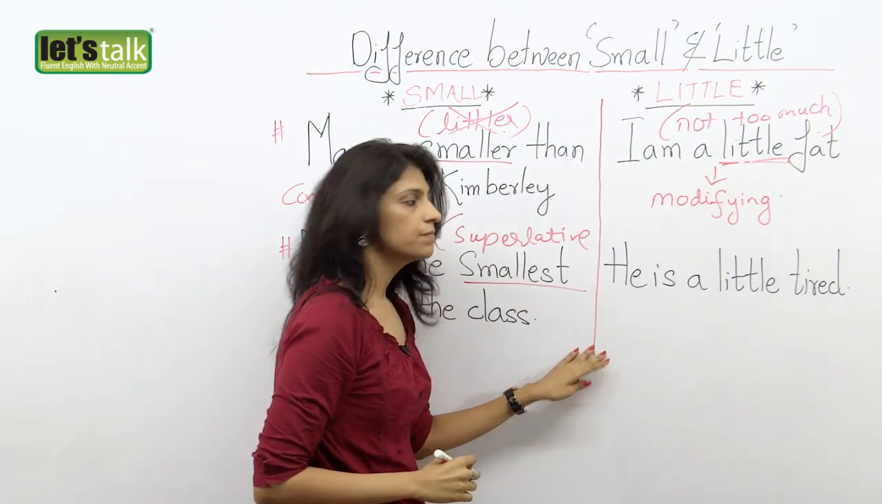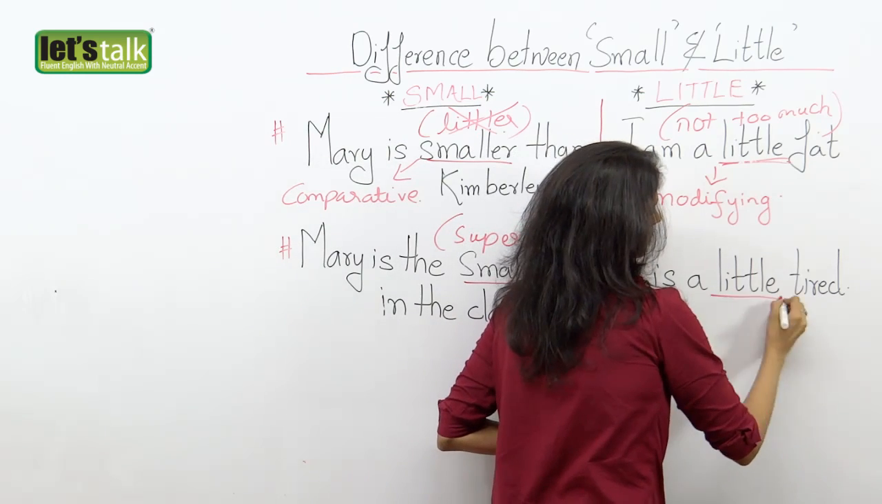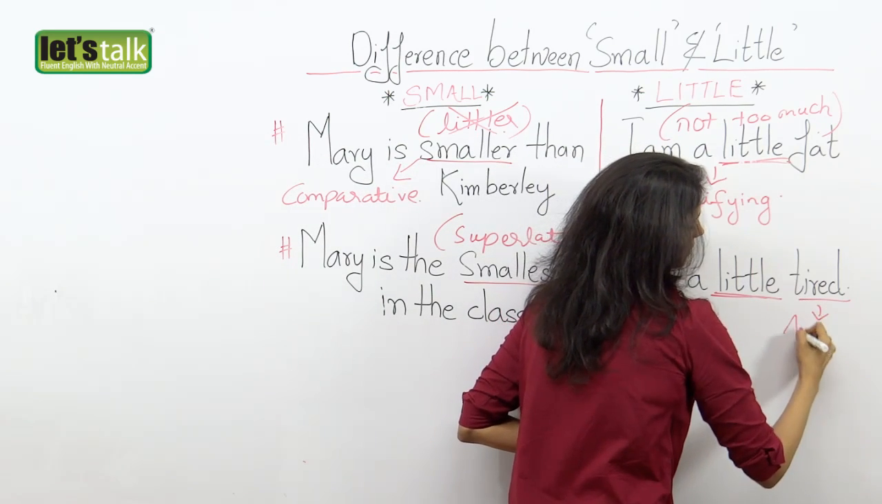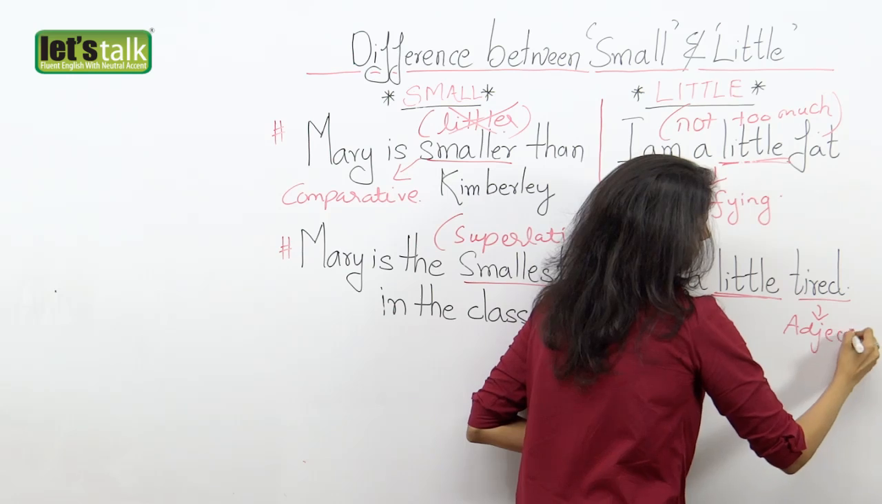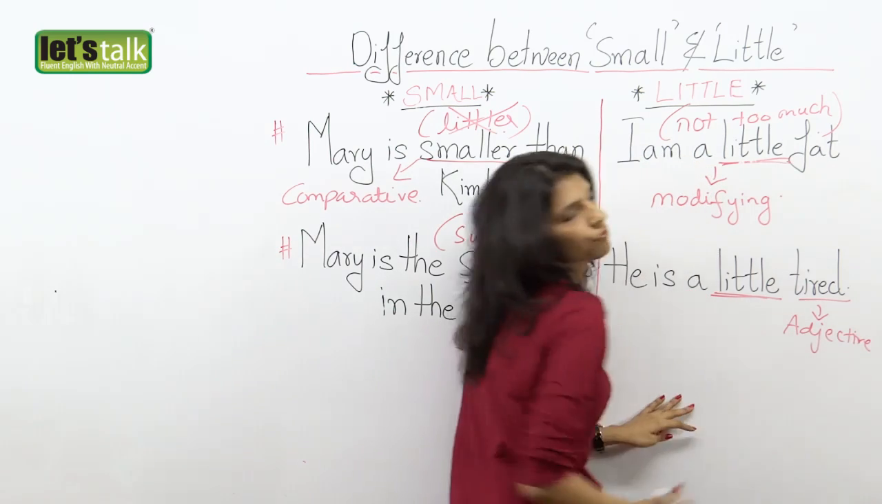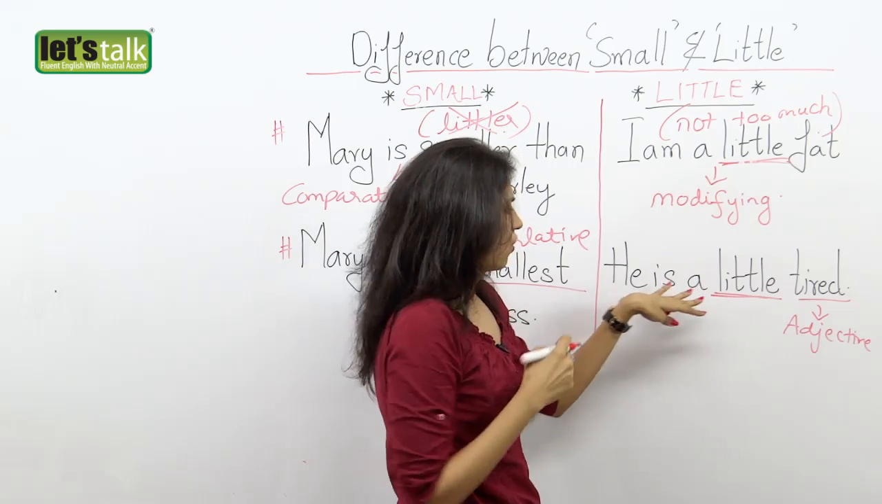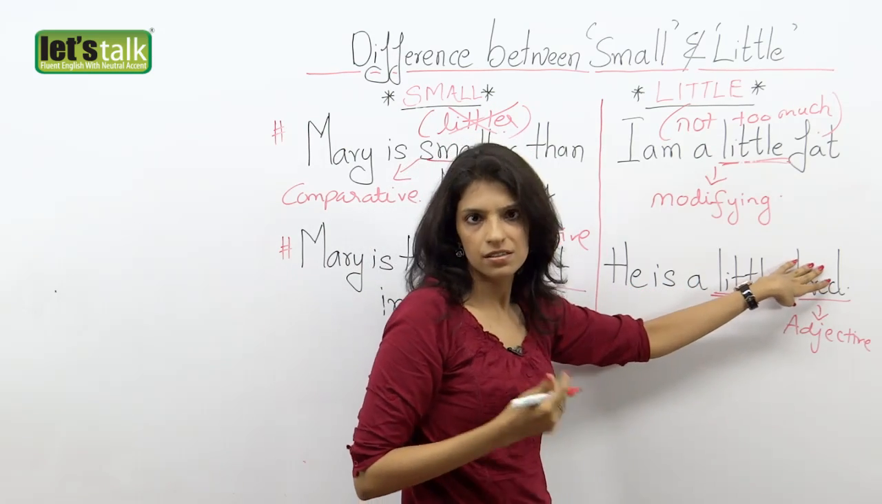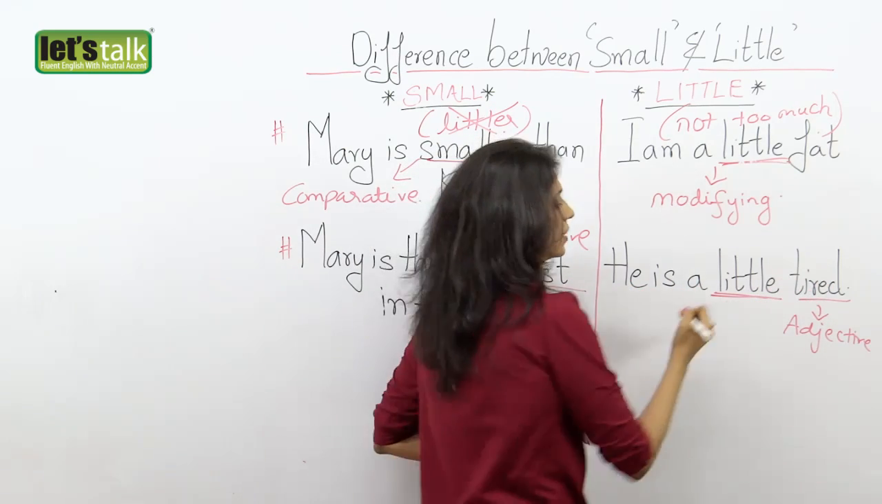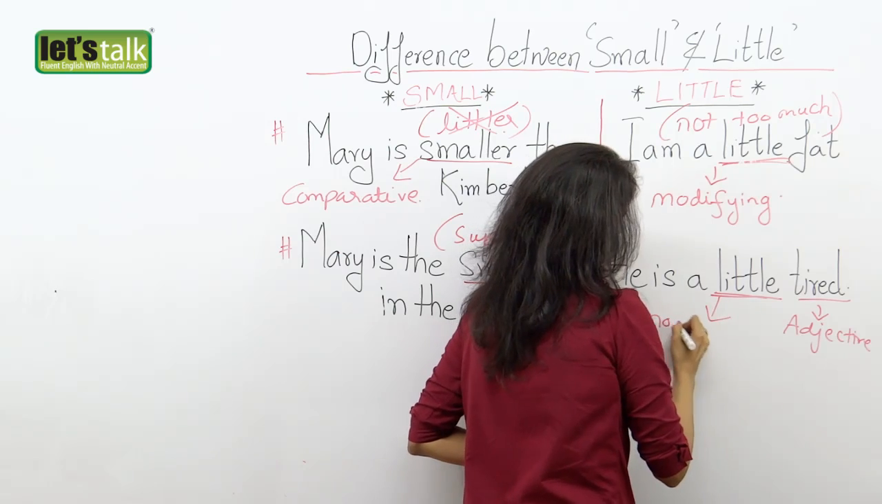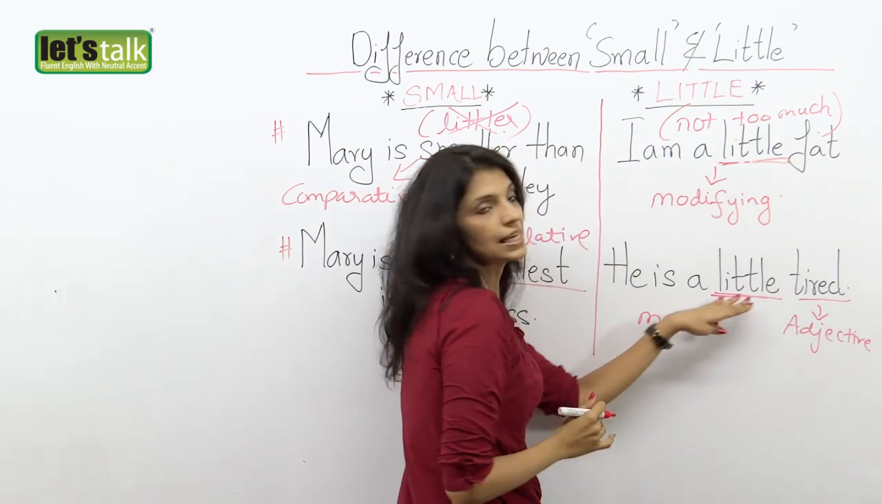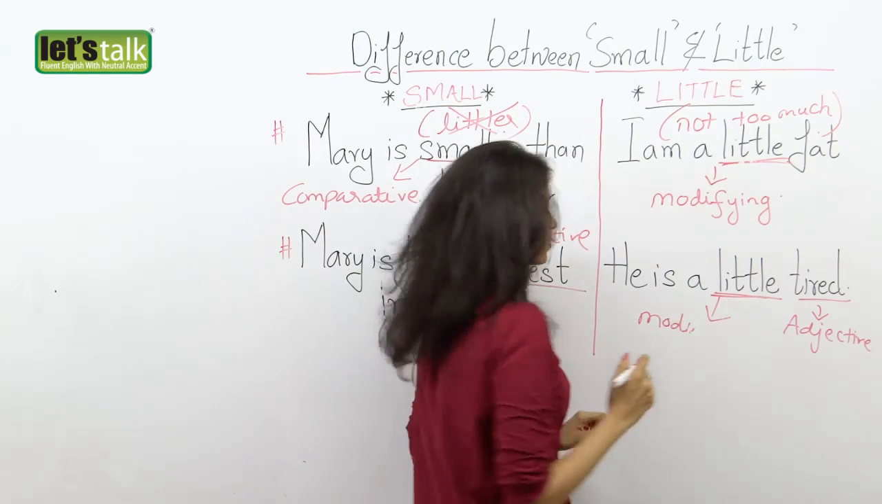In my next example, he is a little tired. Now tired again is an adjective that describes someone of not being fresh. So I'm a little tired. Can I say he is a small tired? No, we say a little tired. So here we are using little to modify an adjective.